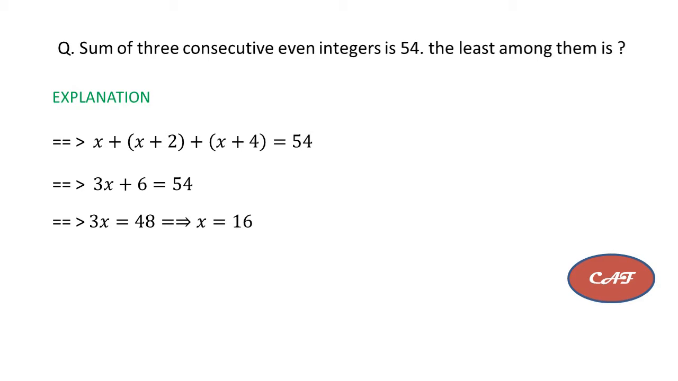Okay, so I know the x value. So you can find the second and third consecutive even integers: 16, 16 plus 2 is 18, and 16 plus 4 is 20. So these are the three numbers, and the least number is 16.